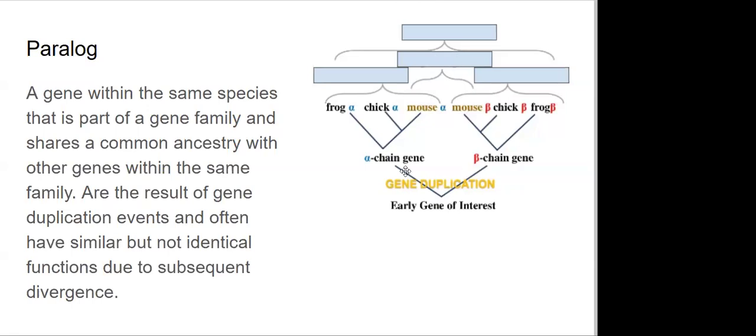You could also say that a pair of frogs has a paralog. In this one, it's a little bit more confusing because there's one over here and one over here. But this alpha and this beta globin, this frog alpha and this frog beta, would be a paralog.